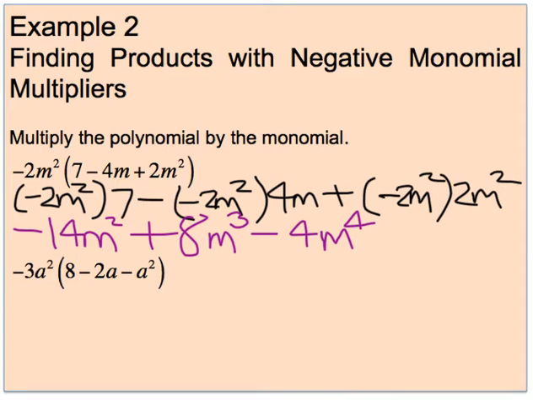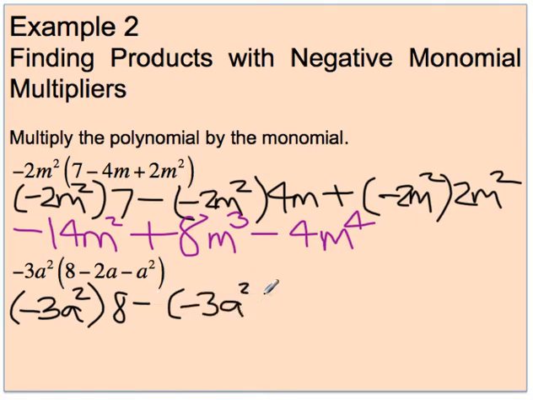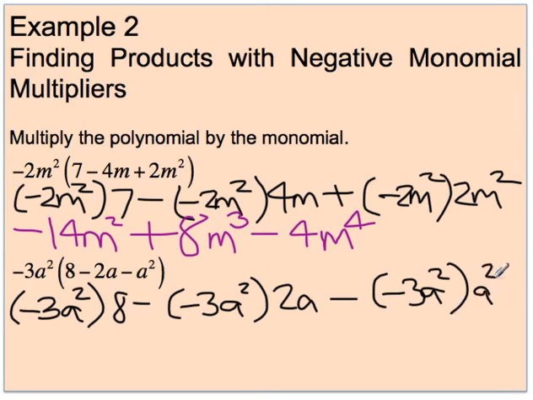So same thing down at the bottom question. We have the negative 3a squared. We're going to multiply that by the positive 8. We're going to keep the negative from the polynomial. We have negative 3a squared. We have 2a, because we already have the negative sign from the polynomial. We keep the negative from the polynomial. We're multiplying by negative 3a squared, and the a squared from the polynomial.